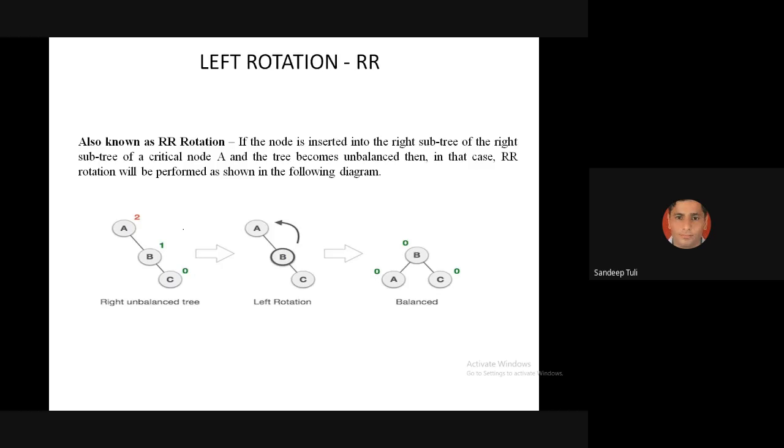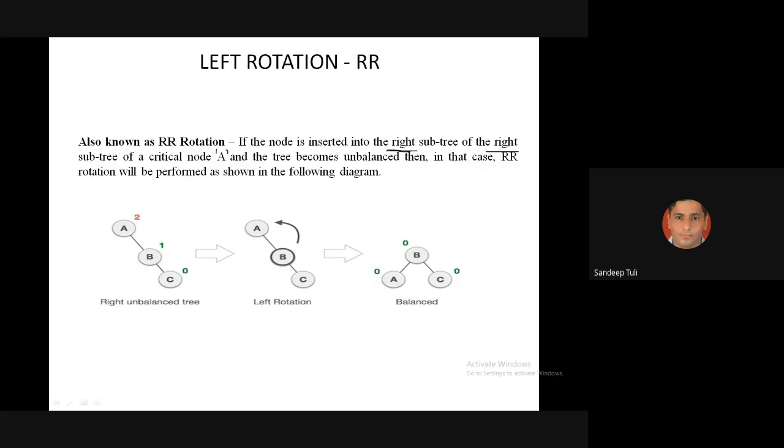So first of all, left rotation. Okay, so left rotation is also known as RR rotation. अभी थोड़ा उल्टा है, ठीक है, तो ये क्यों है ये भी हम देखेंगे. नाउ कब परफॉर्म करना है हमें, ये बहुत इंपॉर्टेंट है, ये देखना आप ध्यान से. If the node is inserted into the right subtree of the right subtree of a critical node A, read it carefully, because of these right and right it is also known as RR rotation. इसको हम ध्यान में रखना है, इसलिए हम इसको ऐसा बोल रहे हैं.